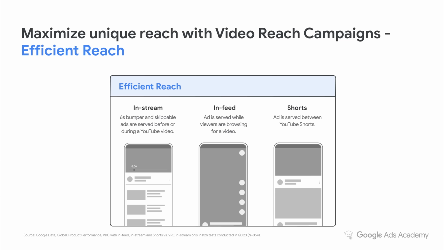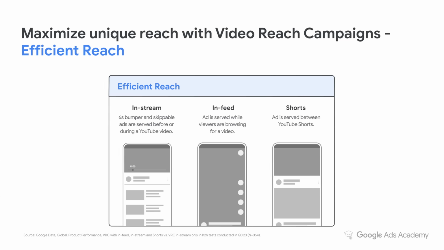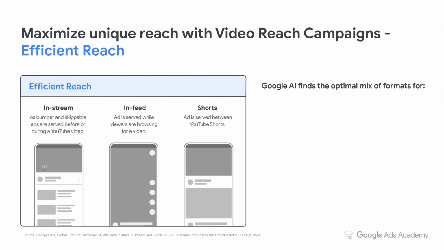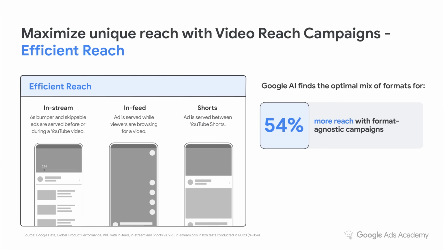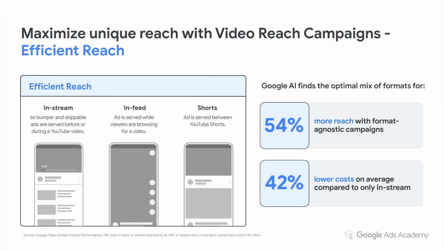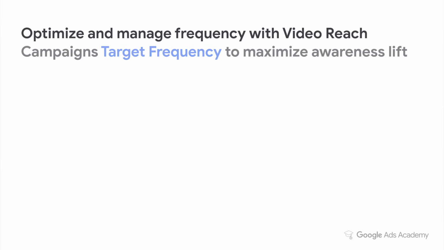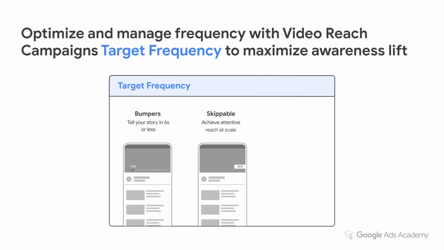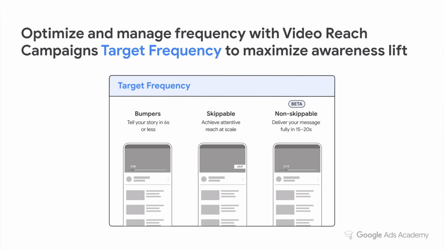Advertisers who opt into an AI-powered mix of in-stream, in-feed, and shorts see on average 54% more unique reach and 42% more efficient CPMs than advertisers who opt in for in-stream only. Target frequency mixes maximize your campaign reach while optimizing toward your frequency target. Higher frequency drives higher awareness lift and ad recall.